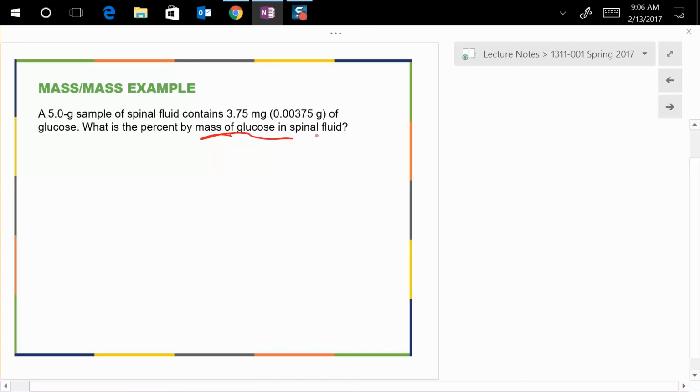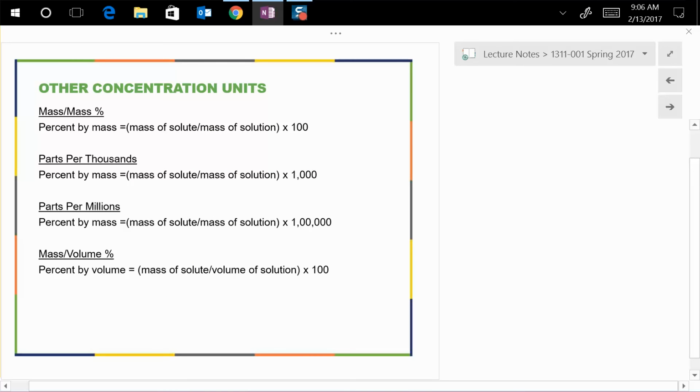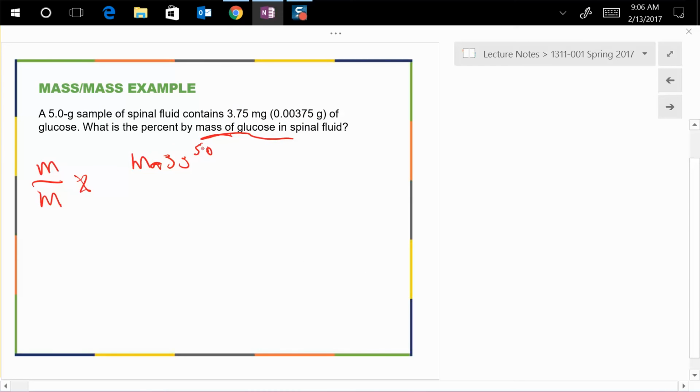So mass per mass percent, you would take the mass of the solute divided by the mass of the solution and multiply it by 100. Okay? Mass of the solute divided by the mass of the solution times 100. So the solute here is the glucose, and we have a very small amount of glucose, 0.00375 grams.